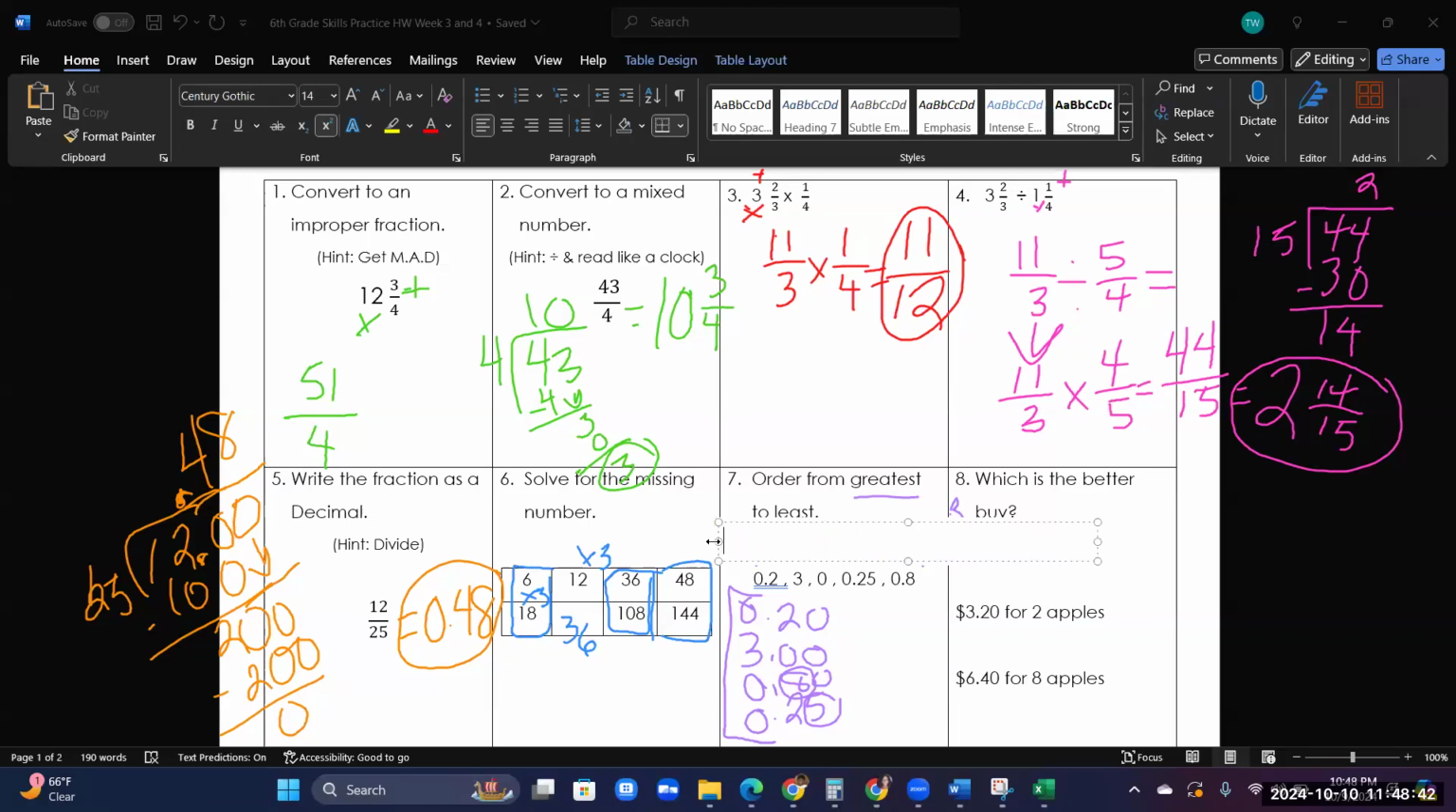Type that in. 3, 0.8, 0.25, 0.2, and then finally 0.